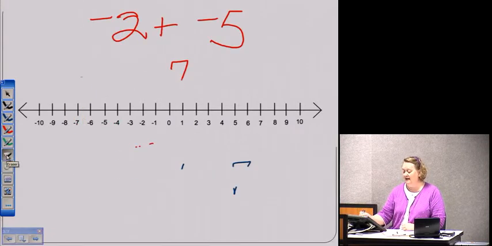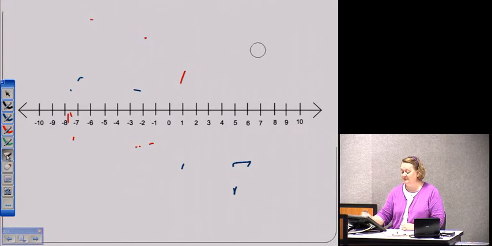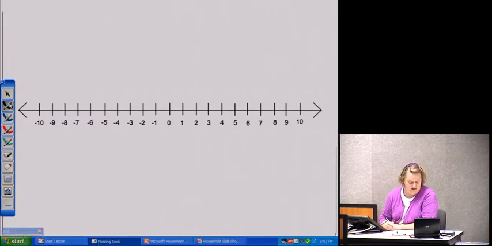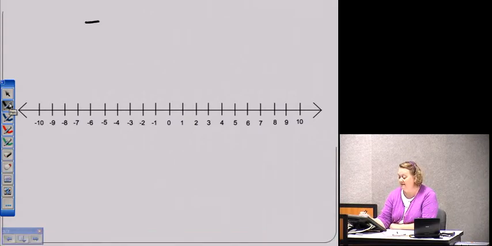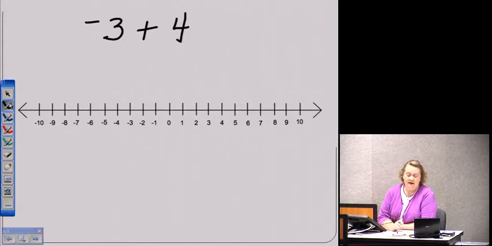Now, let's look at what happens if the signs are different. Let's look at what happens if I had -3 and a +4. First of all, let's think of it if we had money. If I was $3 in debt and then gained $4, well, I would be $1 to the good, wouldn't I?